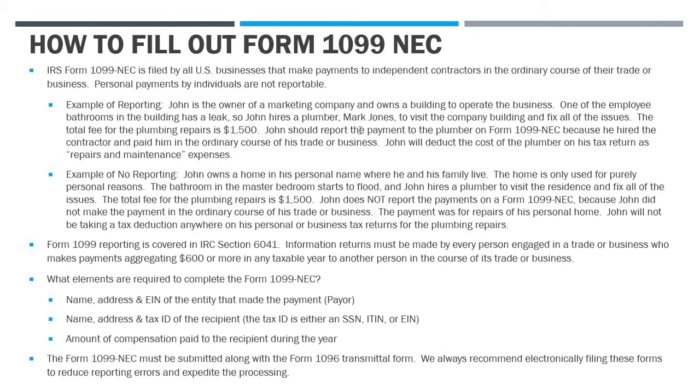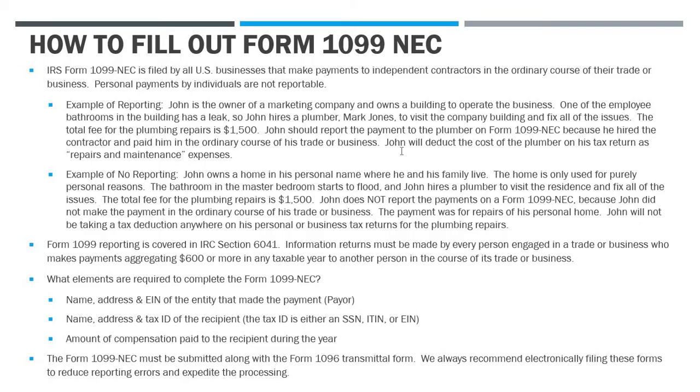So we have John. He's the owner of a marketing company, and he owns a building. One of the employee bathrooms has a leak, so he hires a plumber, Mark Jones, to come into the building and fix all the issues, right? So the total fee is $1,500. Now, John should be reporting this payment to the plumber and the IRS on a 1099-NEC because he hired the contractor and paid him in the ordinary course of his trade or business, right?